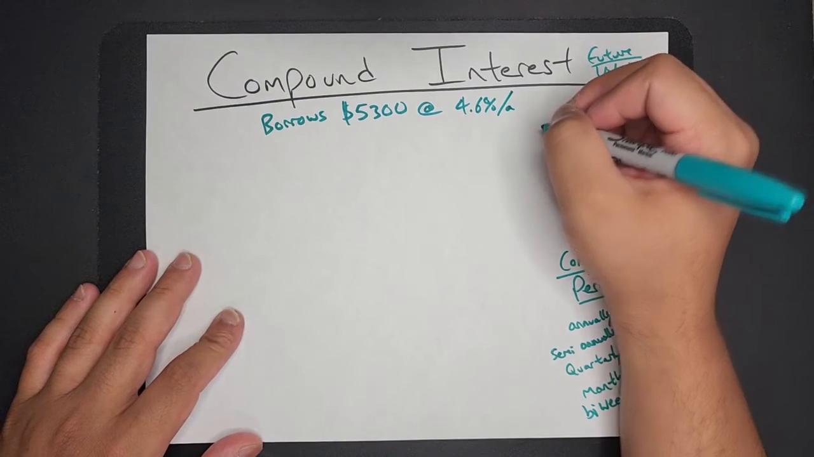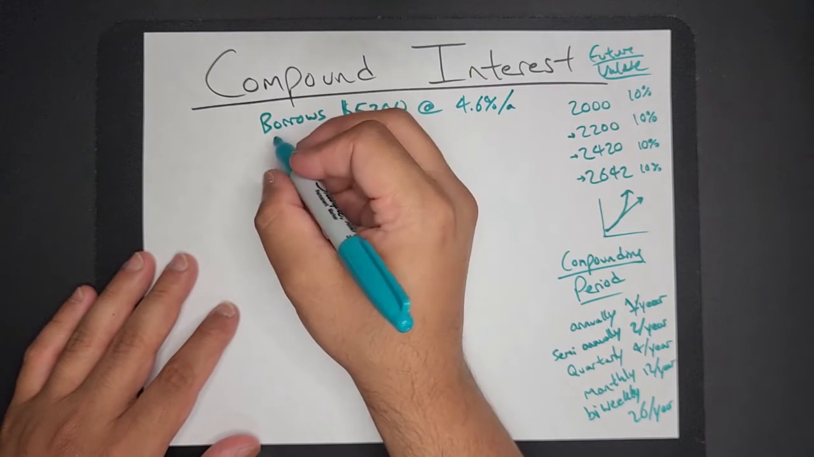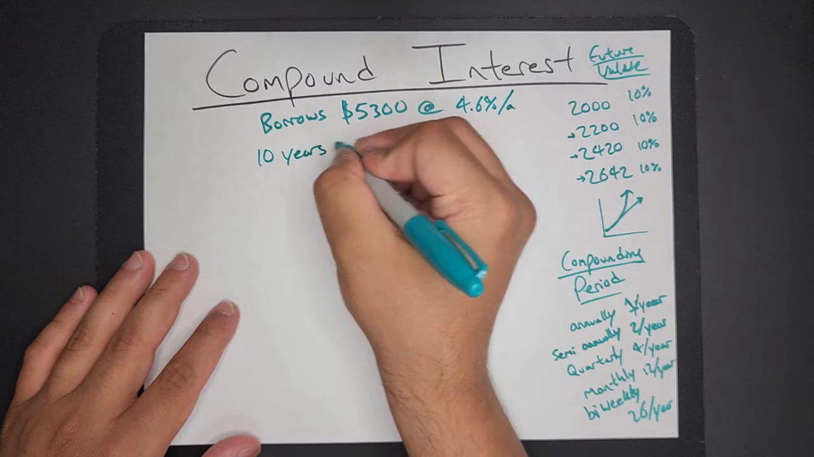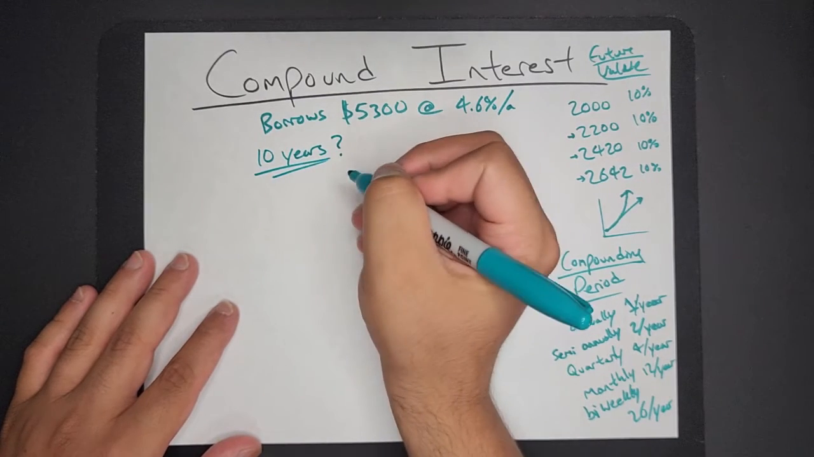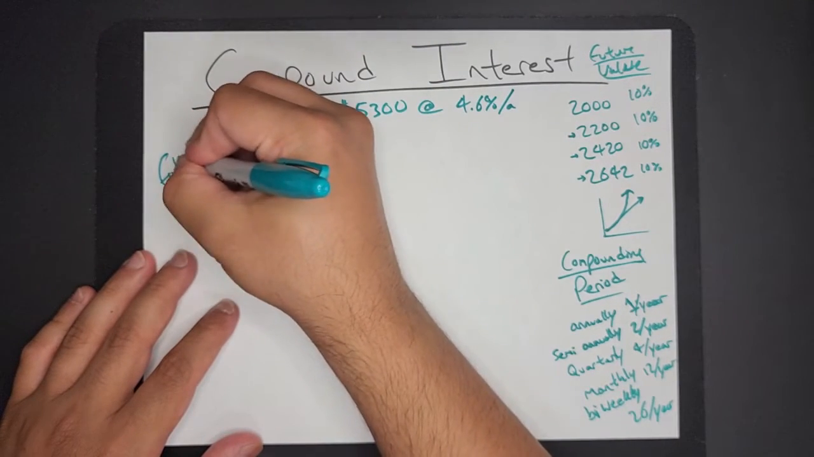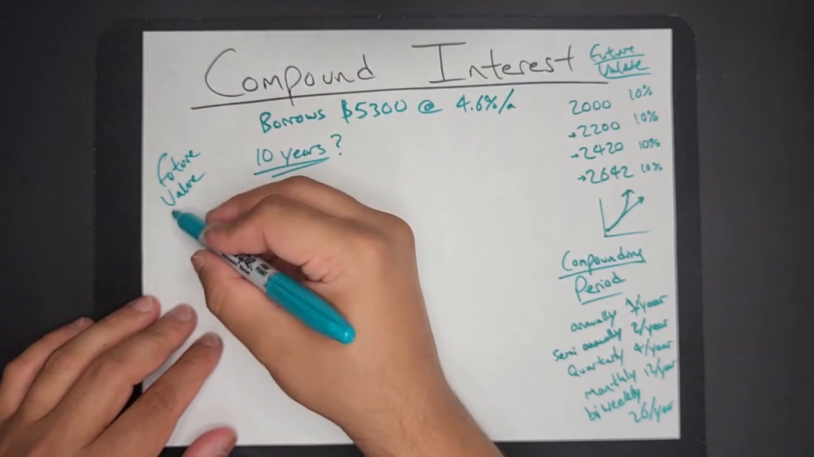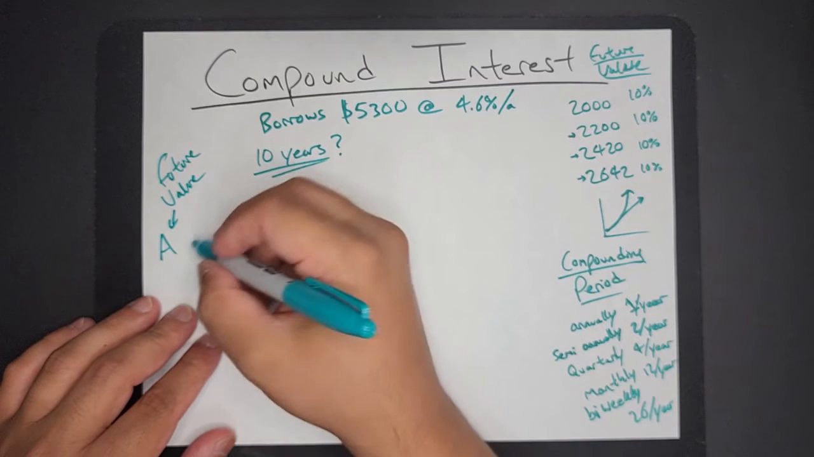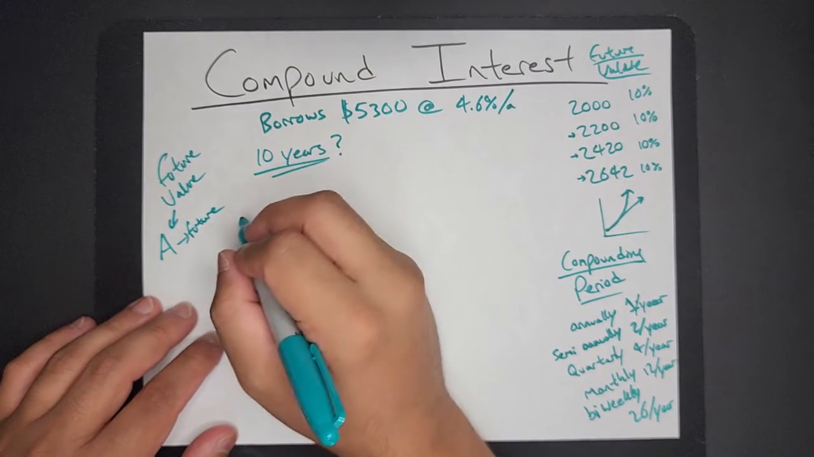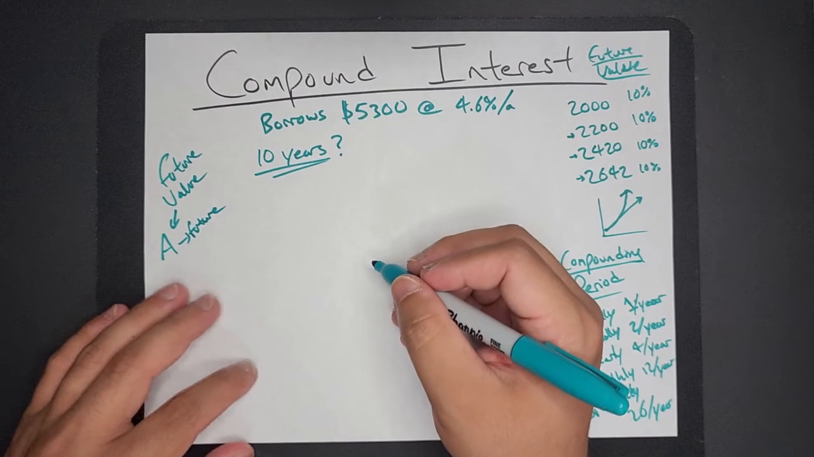So let's check to see how much he has to pay back if he borrows the money for 10 years. So we're going to be calculating 10 years in the future. Calculating the future, which is actually the letter A, in the future. So let's start calculating our 4.6% compounded every year.